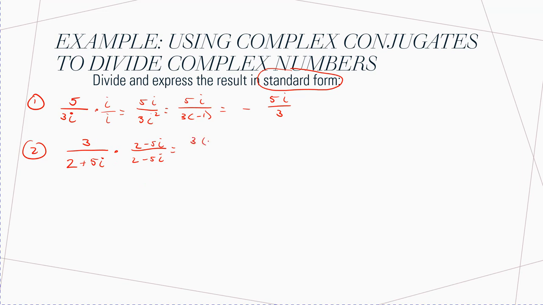This becomes 3 times 2 minus 5i all over 2 plus 5i times 2 minus 5i. I don't distribute the numerator until the end, just in case you can simplify, but let's simplify the denominator. That's not always the case, though. So here, boom, complex conjugates. So this is going to become 2 squared plus 5 squared.